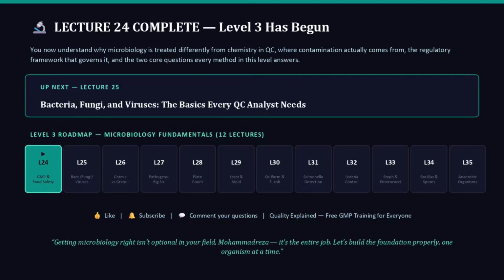Up next is Lecture 25, Bacteria, Fungi, and Viruses. The basics every QC analyst needs. That is where we start building the biology itself, the foundation everything else in this level rests on. Take a look at the roadmap on this slide. 12 lectures, from where we are right now all the way through to anaerobic and microaerophilic organisms in Lecture 35. Every one of those builds directly on what we covered today, so if anything here felt new, it is worth sitting with before you move on.